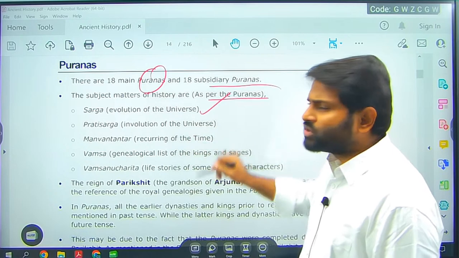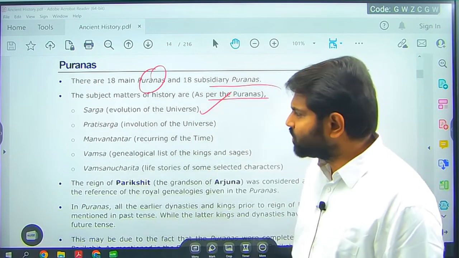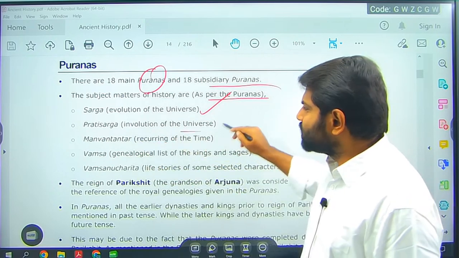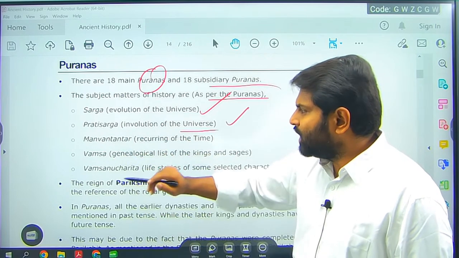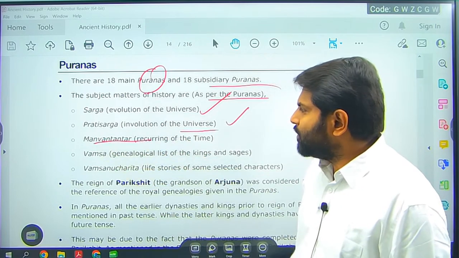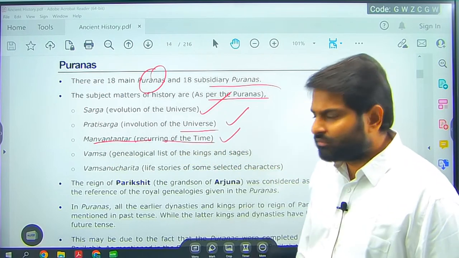Sarga, evolution of the universe. The first focus is on evolution of the universe, as you see in geomorphology, geography. Pratisarga, involution of the universe, right? Evolution, involution, the opposite one. And Manvantara, recurring of time, okay?